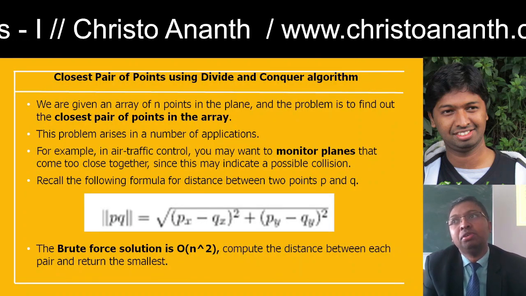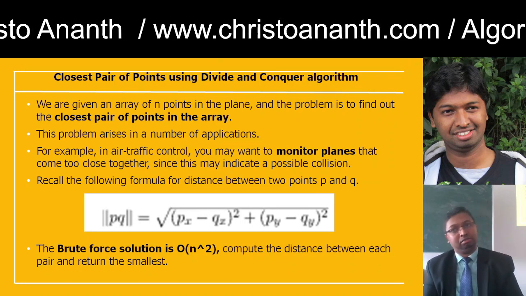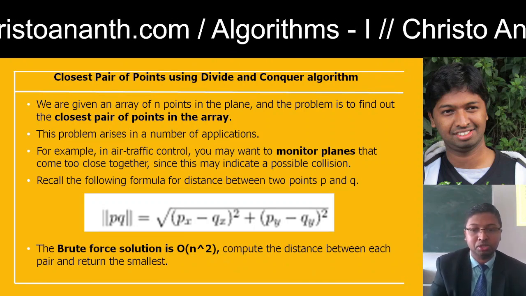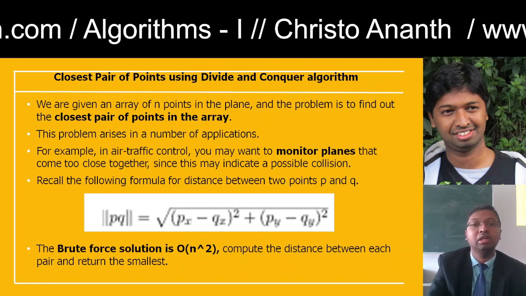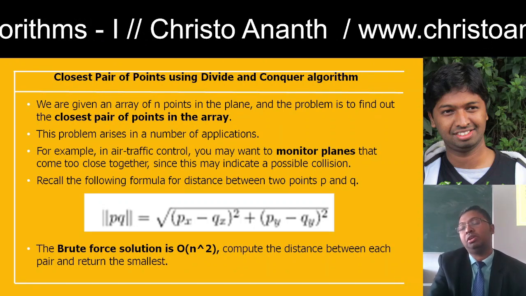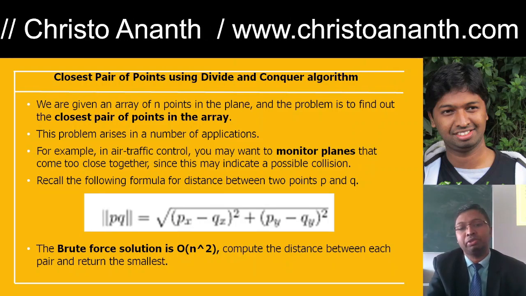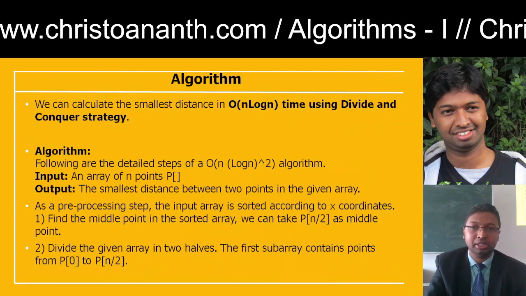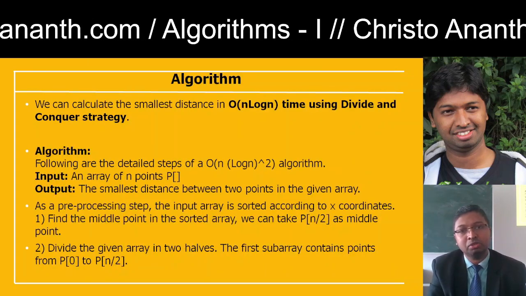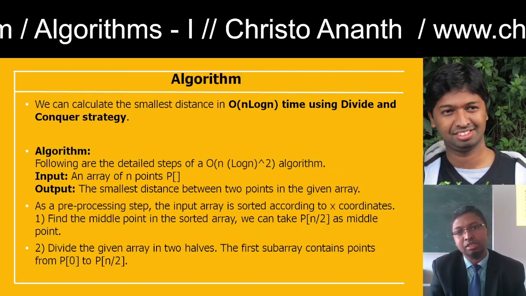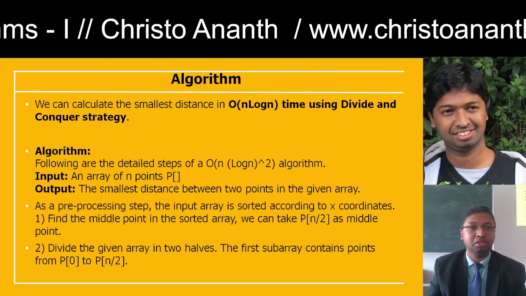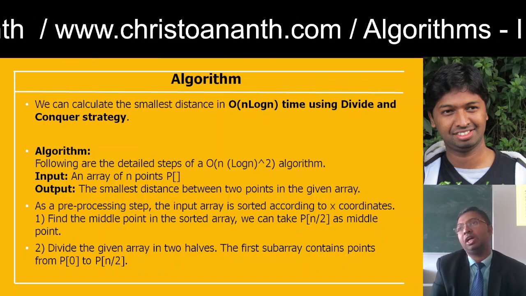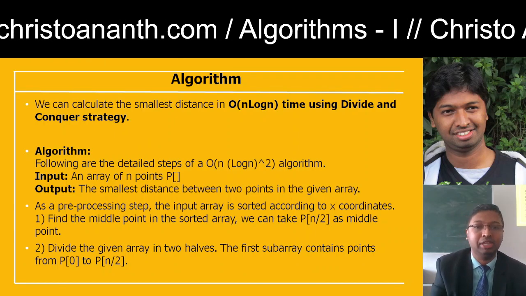Whenever you have to identify the distance or the shortest path, you can go for the brute force approach of order n square, which computes the distance between each of the pairs and returns the shortest distance. Instead, we will calculate the smallest distance in order n log n using the divide and conquer strategy. Let us take the case where we input an array of n points.